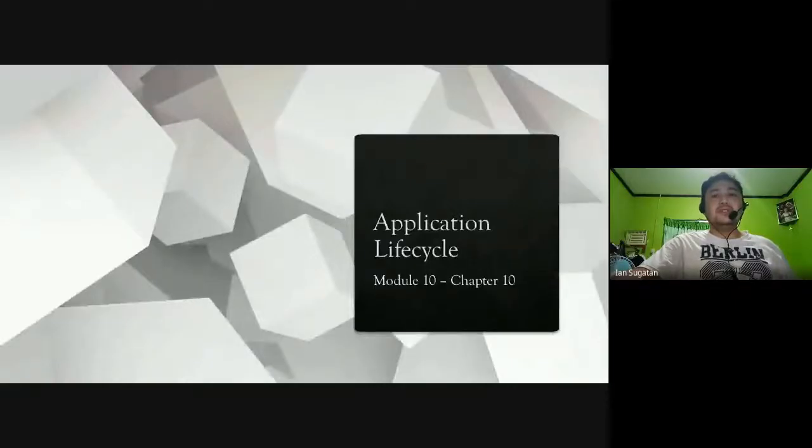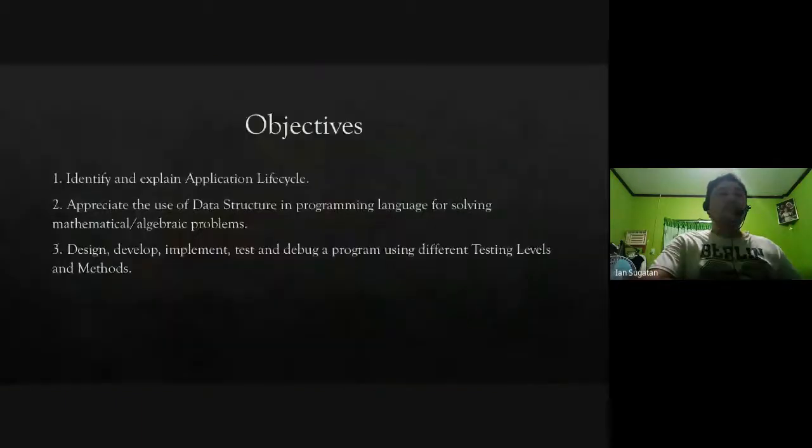So our topic for this evening is about application lifecycle. So we are now on your module 10, that is chapter 10. To start with, our objectives for this evening are the following. Number 1 is to identify and explain application lifecycle. Number 2 is to appreciate the use of data structure in programming language for solving mathematical algebraic problems. And number 3 is to design, develop, implement, test, and debug a program using different testing levels and methods.